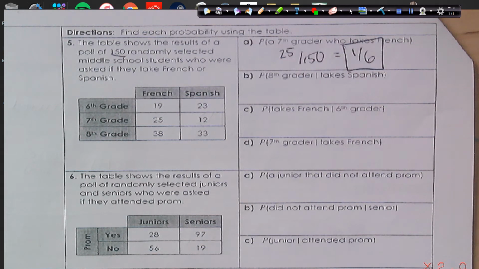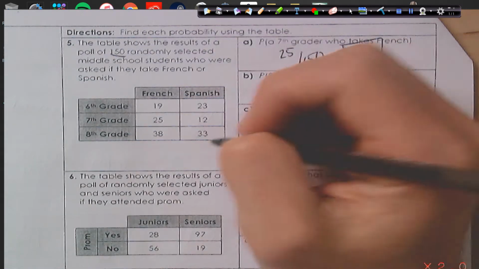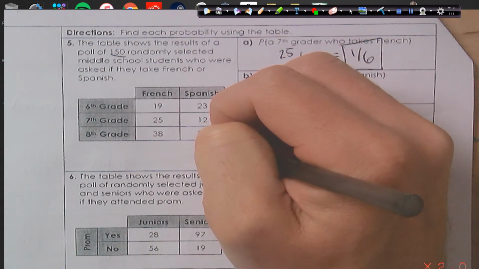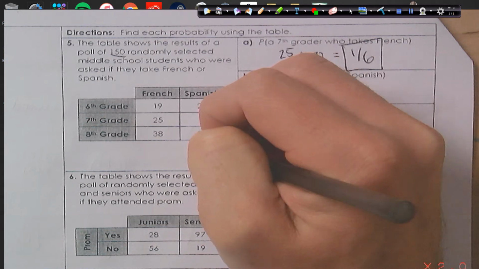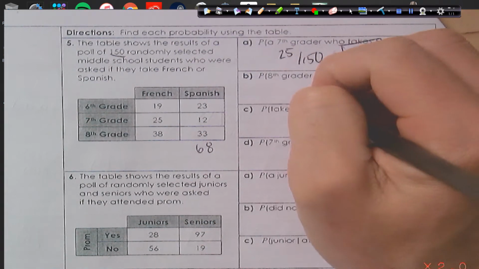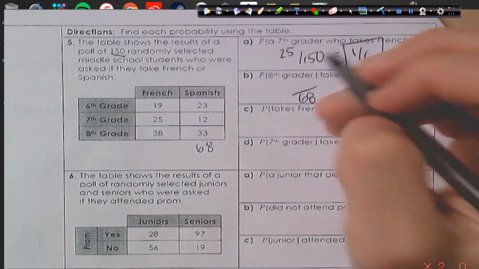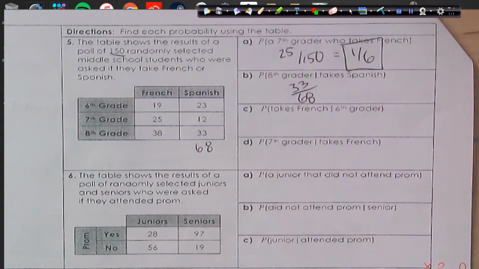All right, next. An 8th grader that takes Spanish. Okay, given that they take Spanish, I can only look at the Spanish column. So if I add all this up, I'm going to get 68. So out of the people that take Spanish, which is 68, what's the probability they're an 8th grader? 33 over 68.